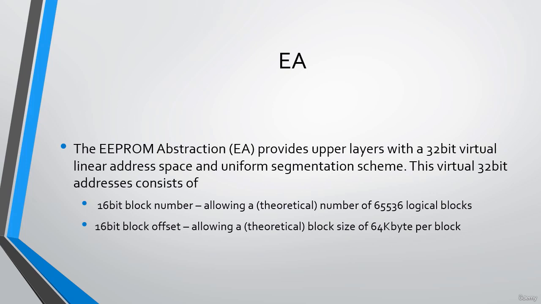Now, this virtual 32-bit address range consists of two parts. One is the 16-bit block number and another is the 16-bit block offset. The 16-bit block number allows theoretically 65,536 logical blocks, and the block offset allows a theoretical block size of 64 kilobytes per block. So with a combination of both of these, the virtual 32-bit address is established by the EA module.